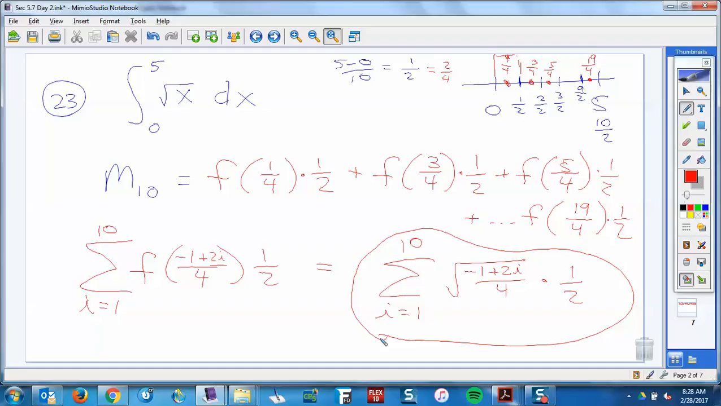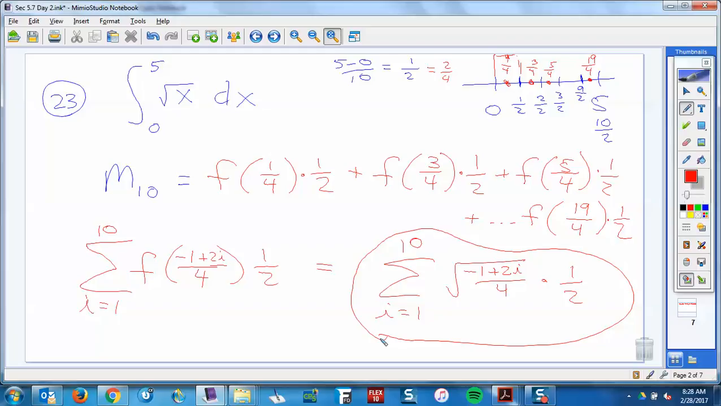Height times width, height times width, height times width, right? When you see this 1/2, you think width, right? This is my width, okay? I know I got 10 of them. That's my width. If there's 10 of them and they're a half wide, what's that tell you? Well, it doesn't tell you it's from 0 to 5 quite, but you're on the right track.